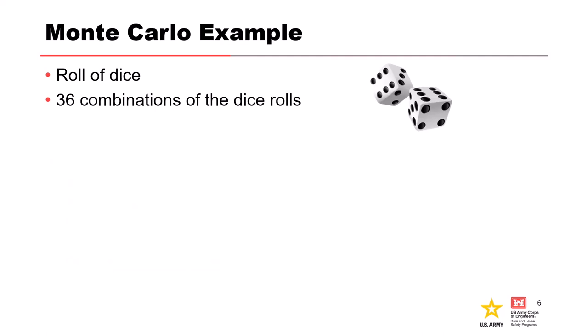If we take a random sample of dice rolls using Monte Carlo sampling, based on the math, there are six ways to roll a seven. So six out of 36 is 16.7%. For a simple case of Monte Carlo using two dice, the probability of getting a seven is 16.7%. You can calculate that pretty easily deterministically.